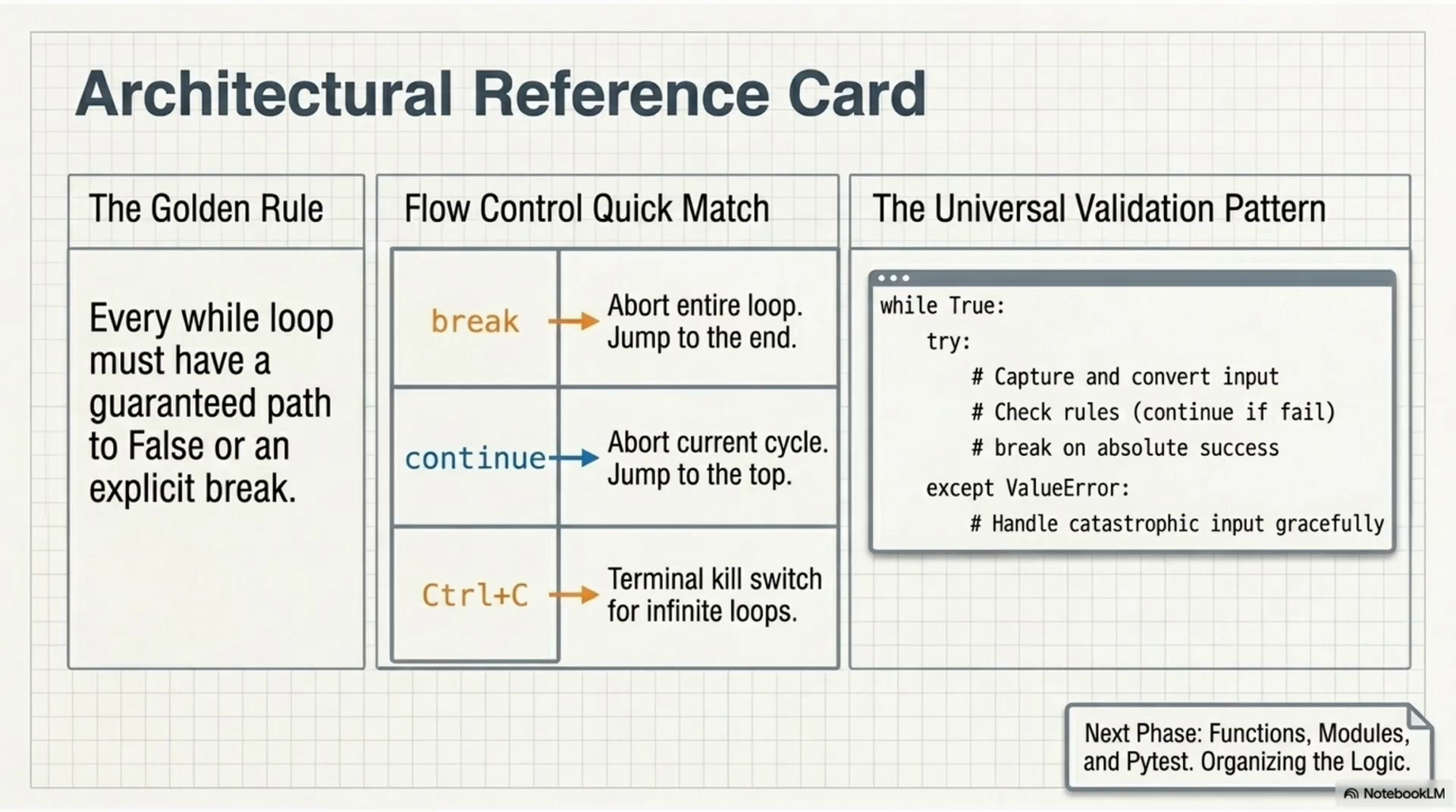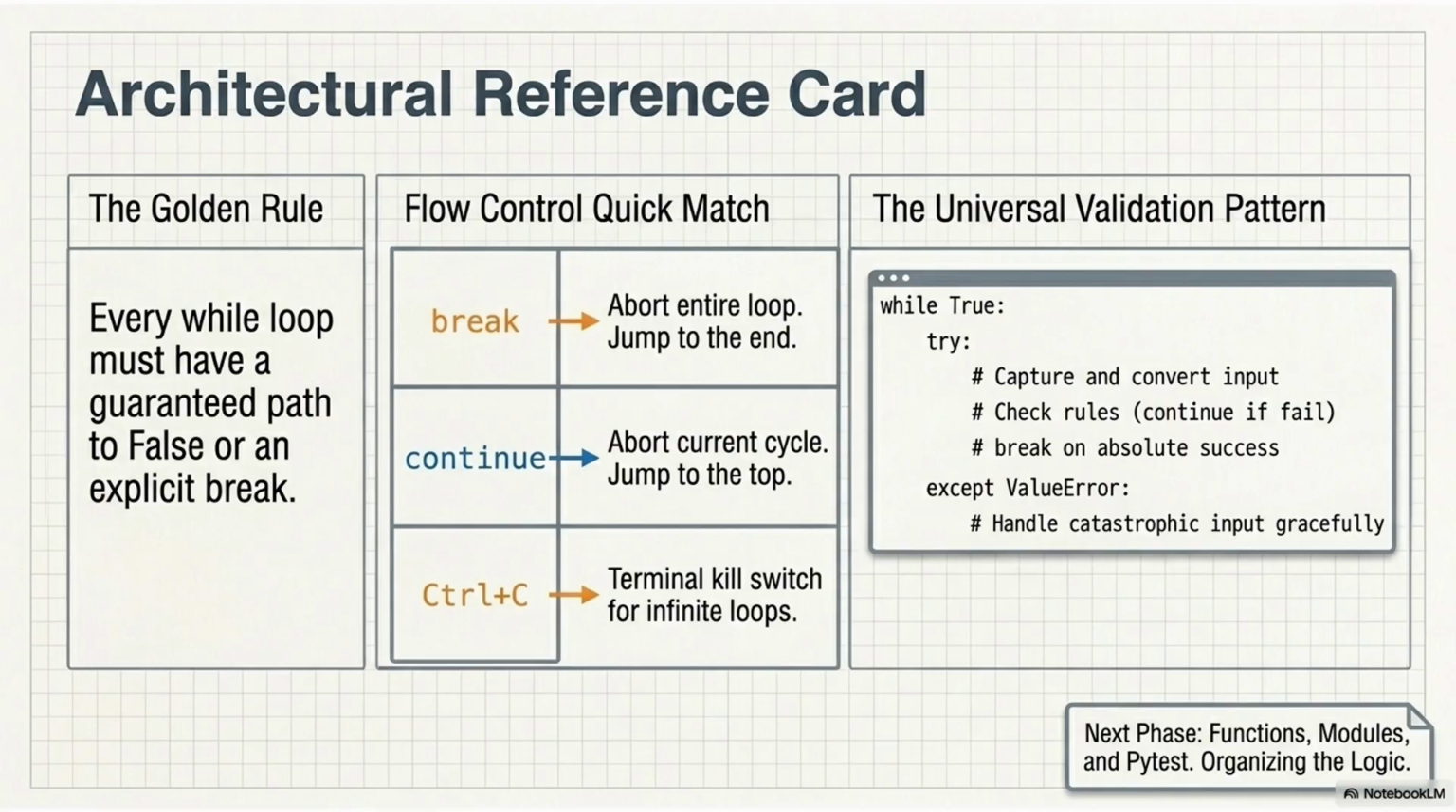This architectural reference card is your summary and reference for everything in this module. 3 panels. The golden rule. Every while loop must have a guaranteed path to false or an explicit break. There are no exceptions. If you can't identify that path, the loop is a potential infinite trap. The flow control quick match. Break aborts the entire loop and jumps to the end. Continue aborts only the current cycle and jumps to the top. Control-C is the terminal kill switch for runaway loops.